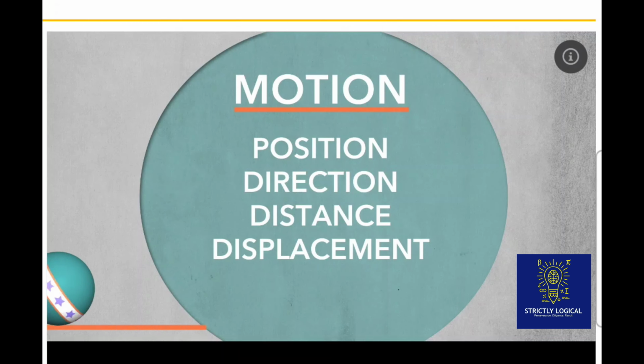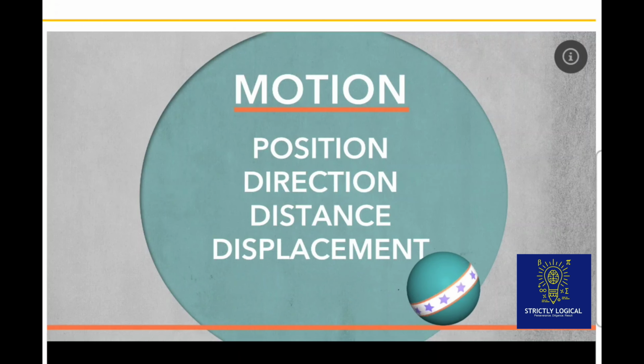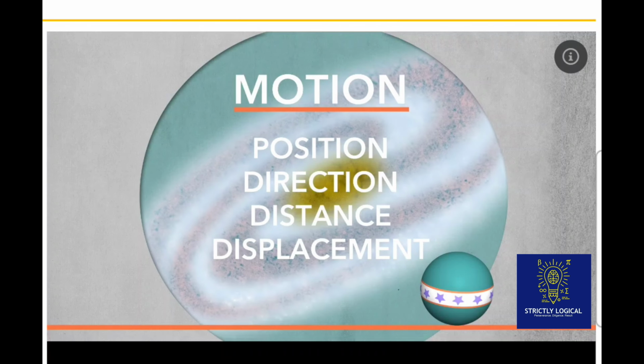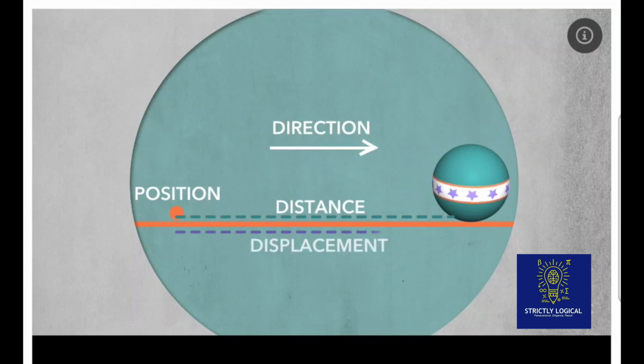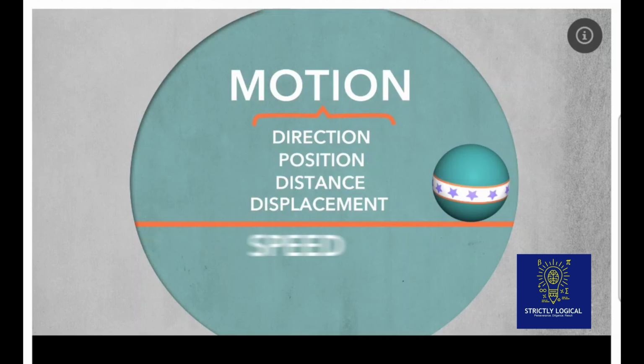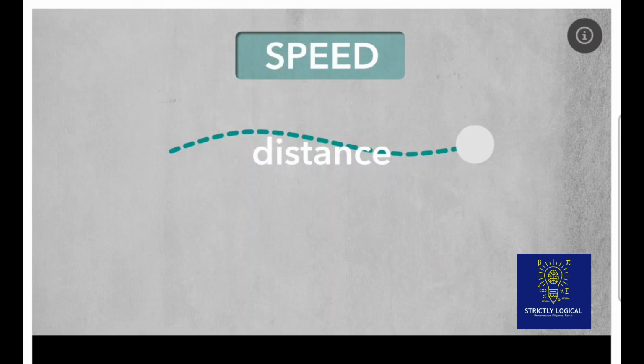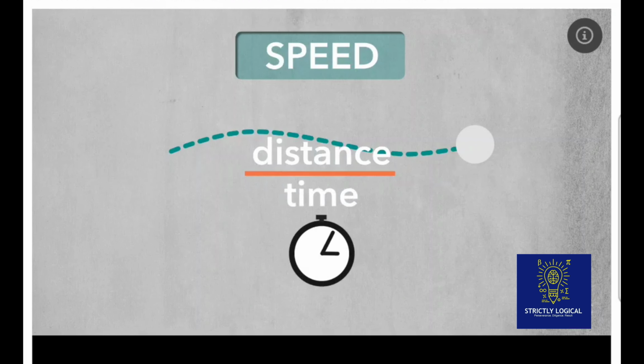So something as simple as a ball rolling to something as complex as the movement of the universe starts with these basic concepts. Beyond the position, direction, distance, and displacement of an object, other important factors in this whole motion thing are speed and velocity. Speed is the measurement of how far an object moves, divided by how long it takes to move.